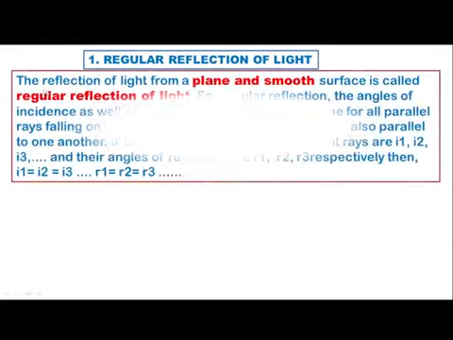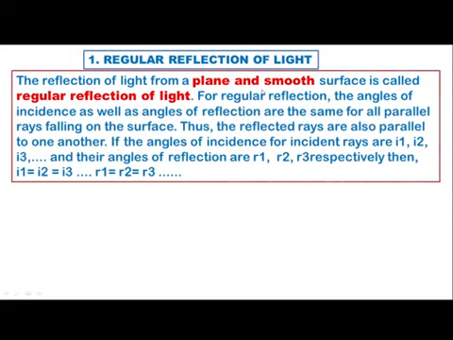First, regular reflection of light. The reflection of light from a plane and smooth surface is called the regular reflection of light. For regular reflection, the angles of incidence as well as angles of reflection are the same for all parallel rays falling on the surface. Thus, the reflected rays are also parallel to one another.